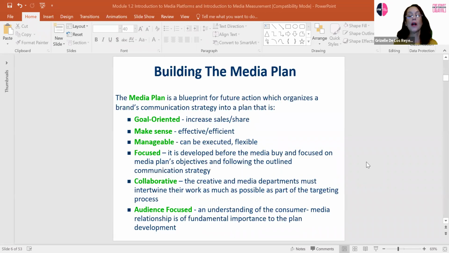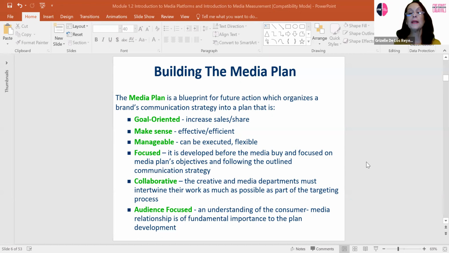So let's talk about building a media plan. We already started talking about what is a media plan in module 1.1. But remember that a media plan is a blueprint for future action. I spoke in the previous recording that we're always going to be working in the future. So this is what lays out what the strategy and the plan is.